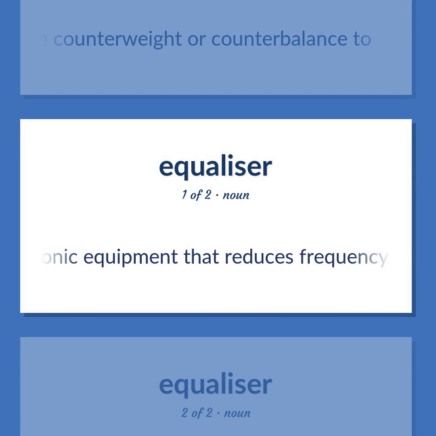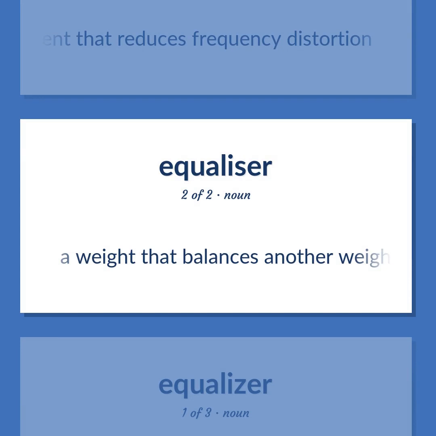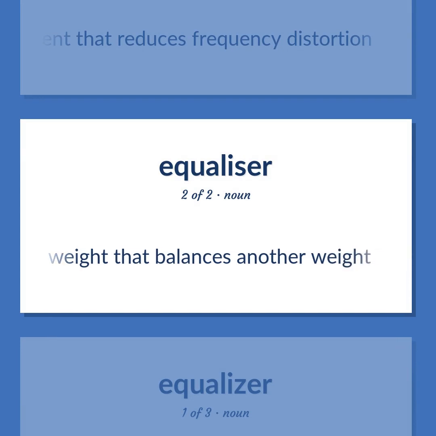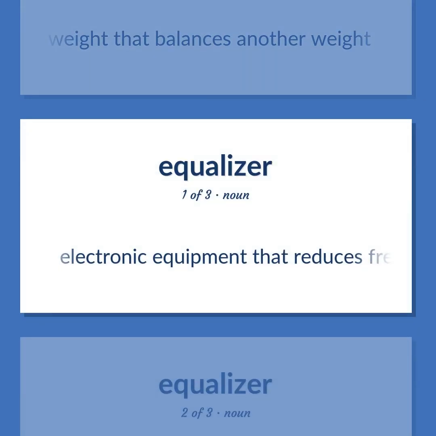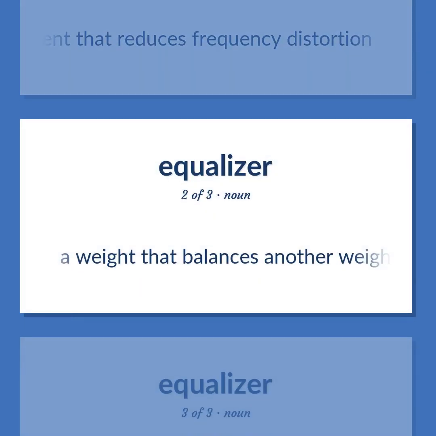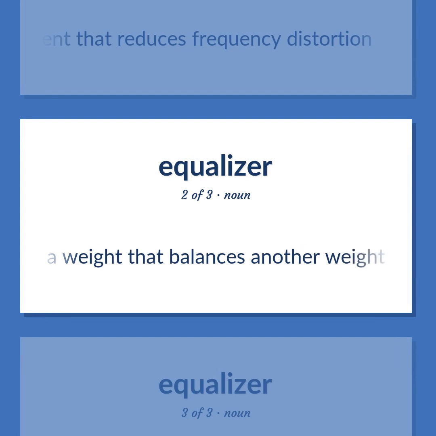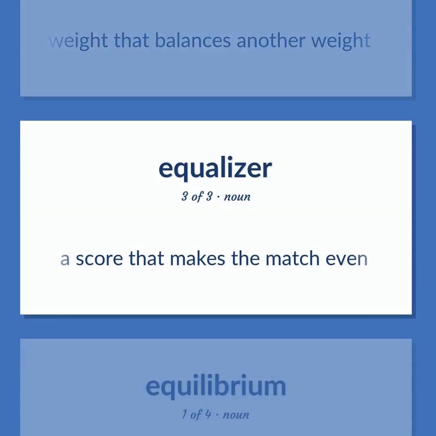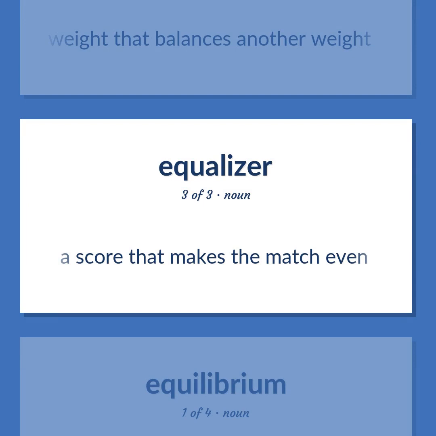Electronic equipment that reduces frequency distortion. A weight that balances another weight. A score that makes the match even.